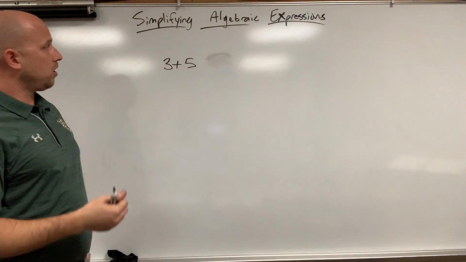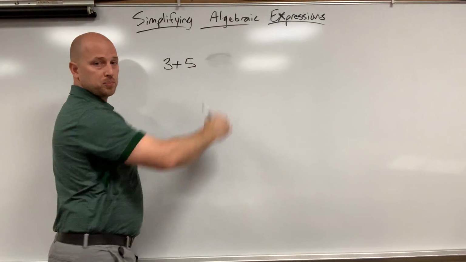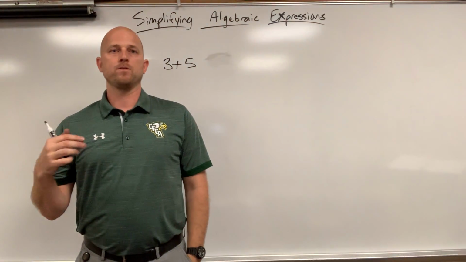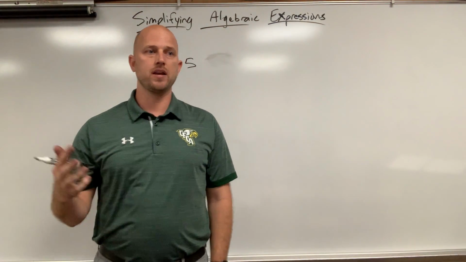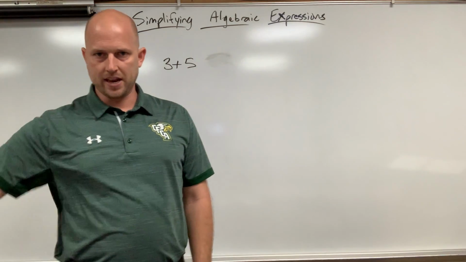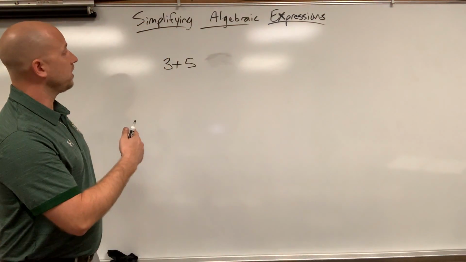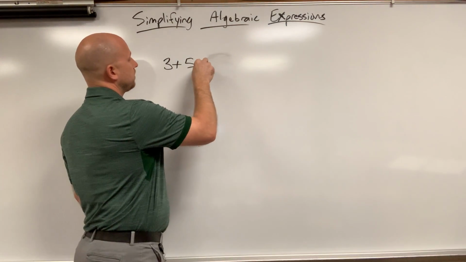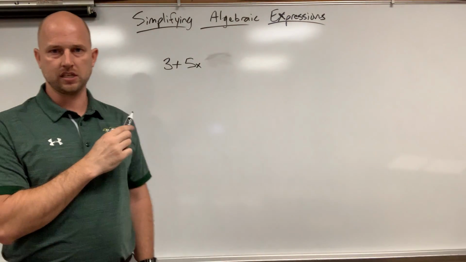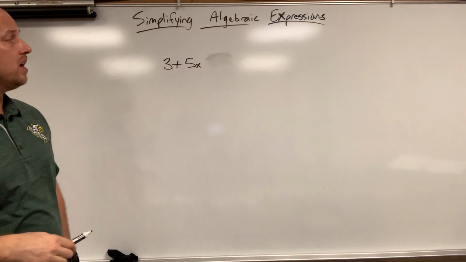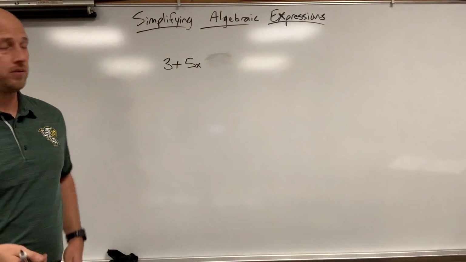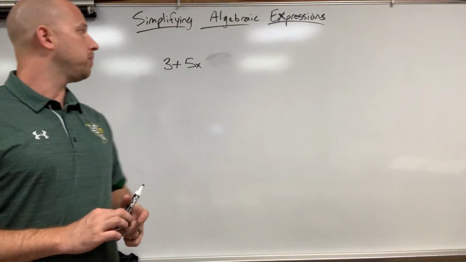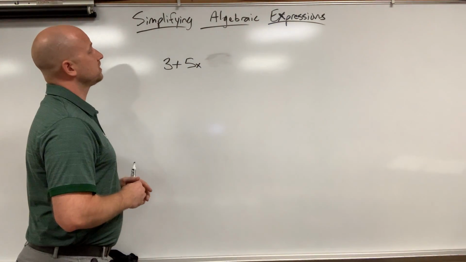So, what makes an algebraic expression? Well, algebra is when you start introducing variables: x, y, z, a, b, c, d, all the different letters of the alphabet are what make it an algebraic expression. So let's say 3 plus 5x. This is an algebraic expression. Now we are trying to simplify them. This one's already simplified, and I'll get to explain why in a minute.